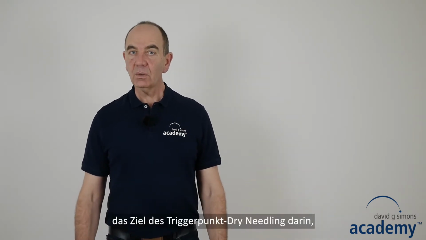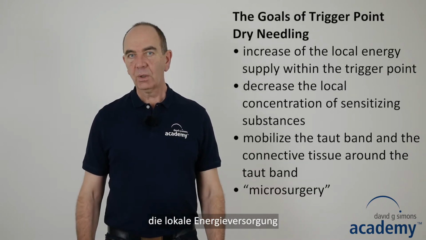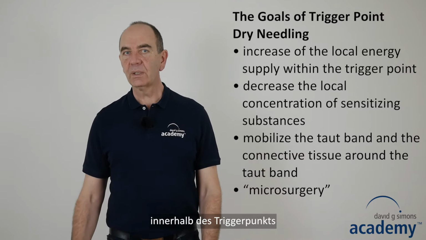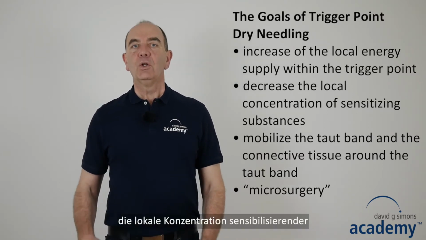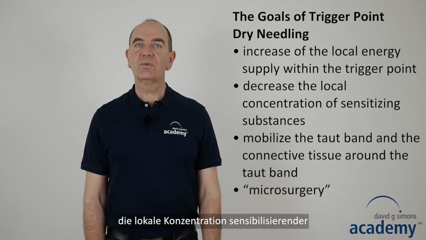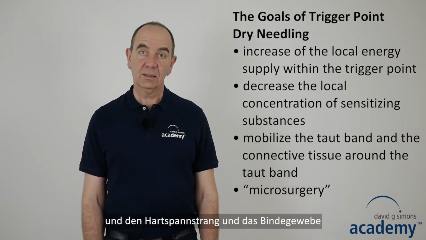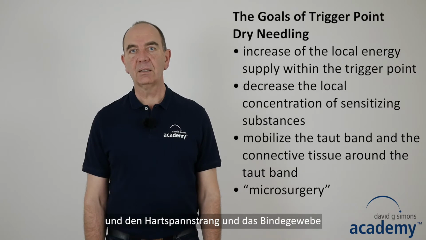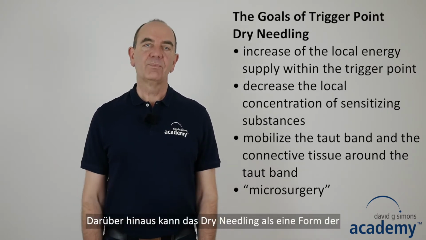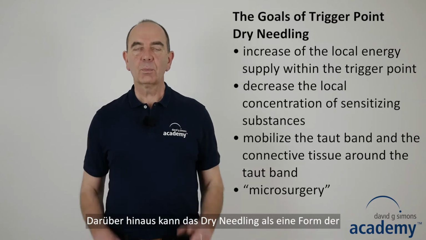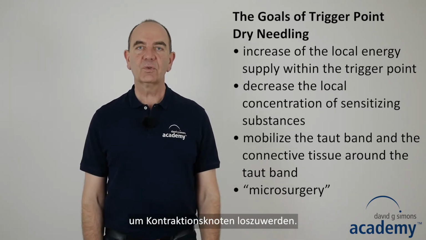Based on the knowledge about the pathophysiology of myofascial trigger points, the goals of Triggerpunkt-Dry needling are to increase the local energy supply within the trigger point by increasing the blood circulation, to decrease the local concentration of sensitizing substances, and to mobilize the taut band and the connective tissue around the taut band. In addition, dry needling can be considered as a form of microsurgery to get rid of contraction knots.